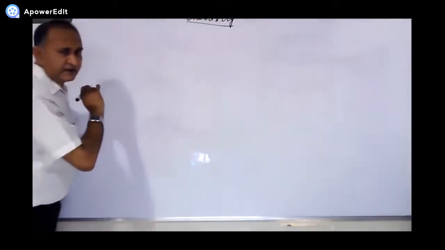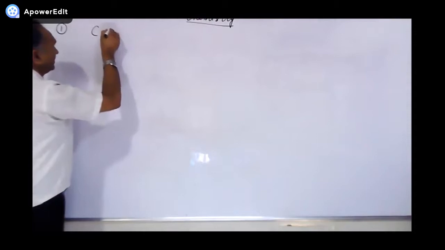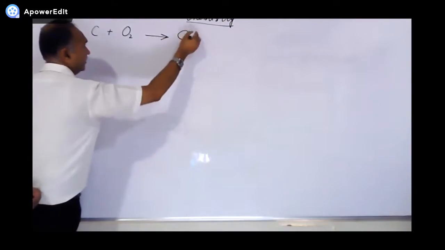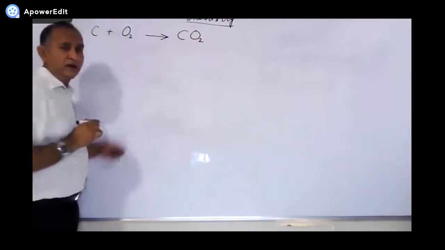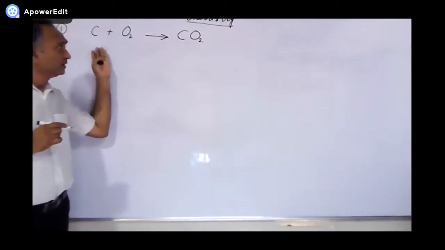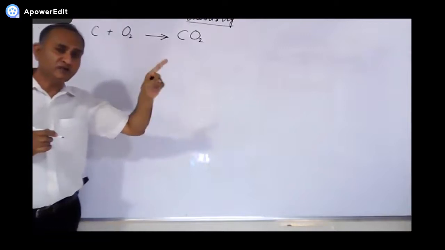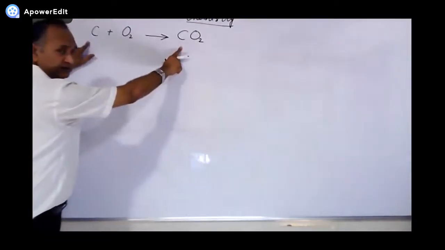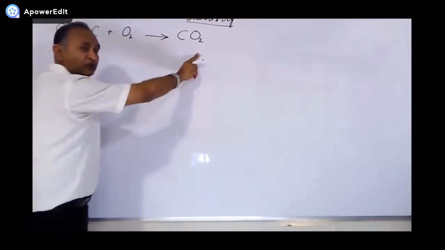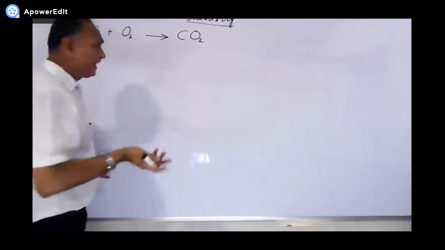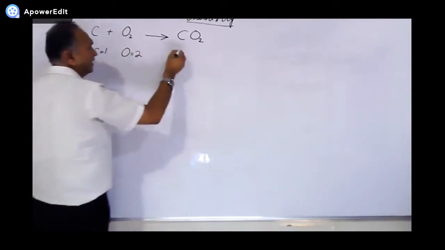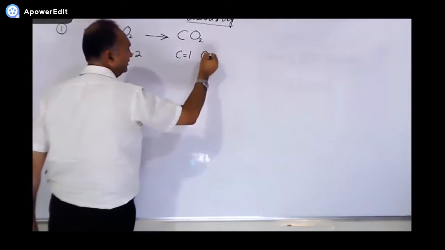Where we ended yesterday, we had the carbon dioxide reaction. I was asking you about this one. How many carbons on left? Just one. So carbons are balanced over here. How many oxygen on the left side? 2. How many oxygen on the right hand side? 2. So everything is balanced here. Here we have 1 carbon, 2 oxygens. 1 carbon, 2 oxygens.